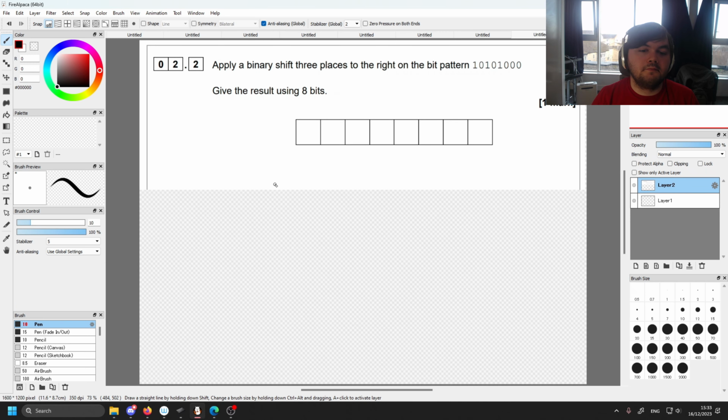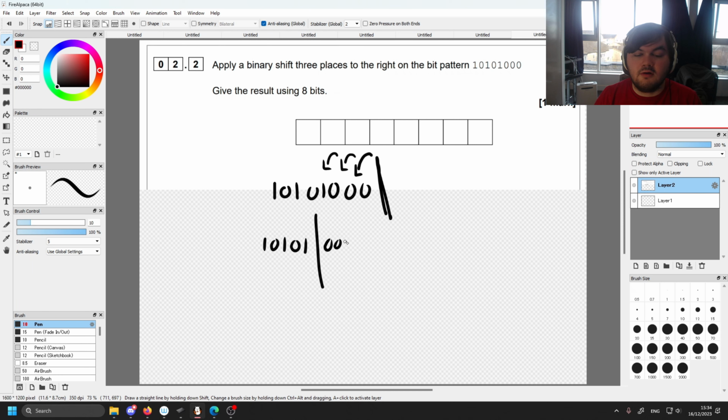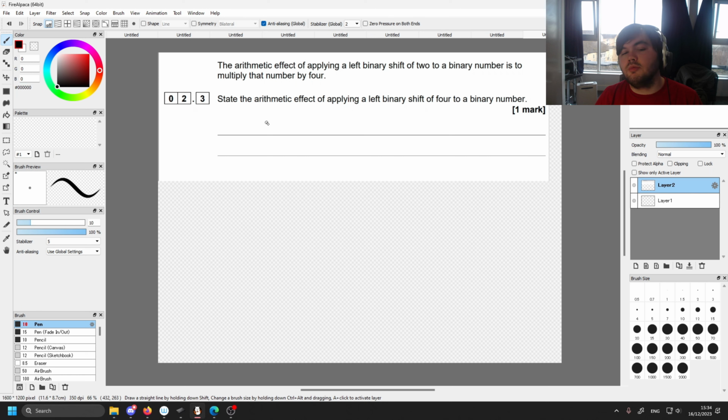Question 2.2. Apply a binary shift 3 places to the right on the bit pattern 1010100. Give the result using 8 bits. For this, we just need to get rid of the 3 digits from the right, which are the 3 zeros. So you should have 10101. Write that in from right to left, and then fill in the leftmost columns with zeros, as they do not have any values.